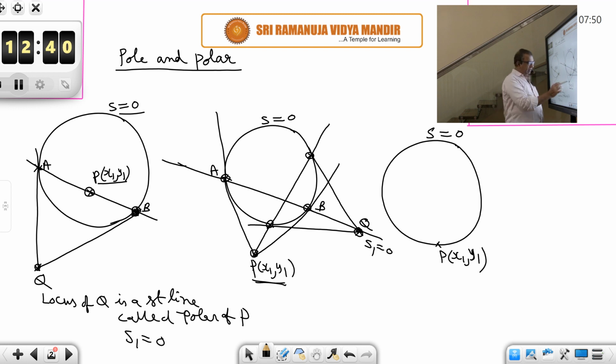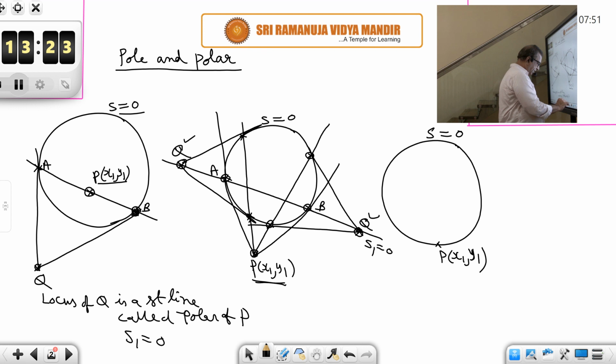So therefore, similarly, if you draw another line, intersecting the circle at 2 points, and at these 2 points you draw 2 tangents, these two tangents also will intersect on the chord of contact only. Like this, all these Q's lie on the chord of contact only. Therefore, the polar and the chord of contact are one and the same line. Even though their definitions are different, they are one and the same line only. That is why their equation is S1 equal to 0. For an outside point, chord of contact and polar are same, and their equation is S1 equal to 0.